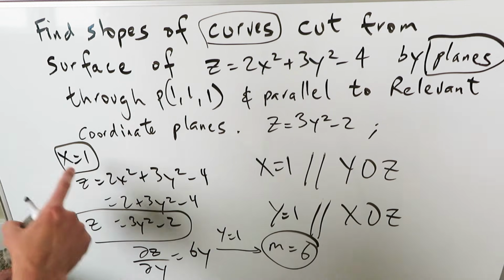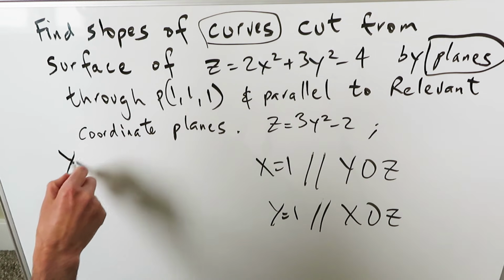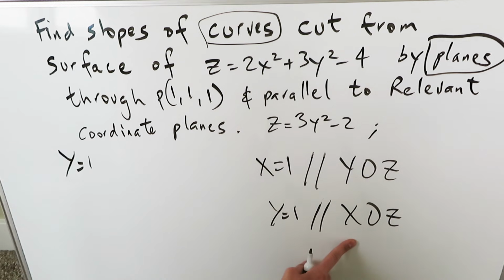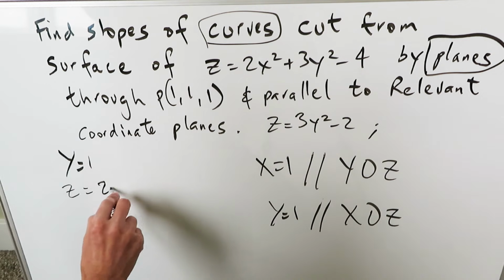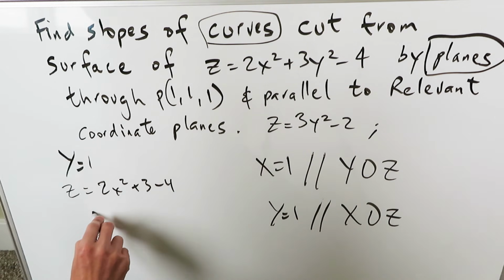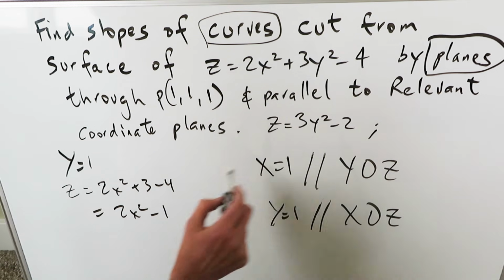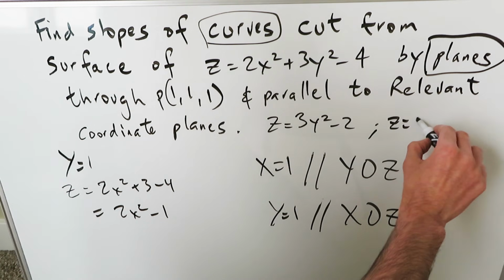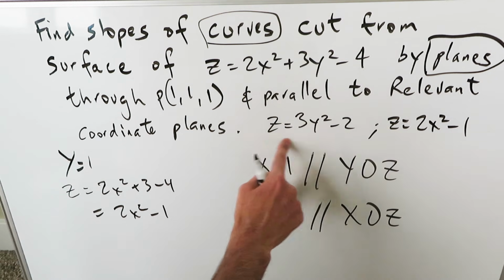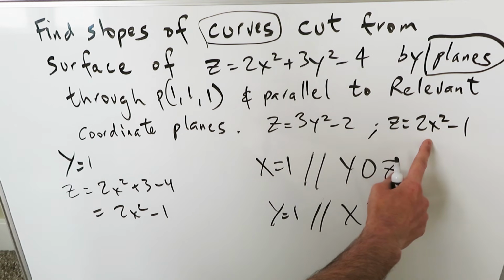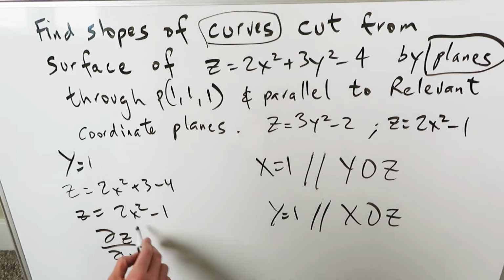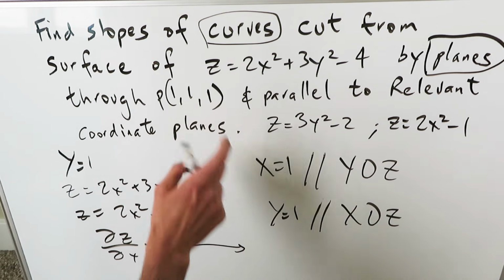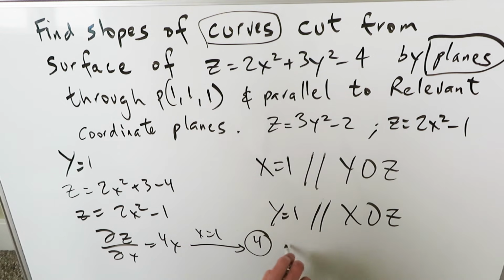Let's look here at the next curve where y is equal to 1. When y is equal to 1, we're looking at a plane parallel to x, origin, z. You're doing z is equal to, you put the y value of 1 over here, you'll have 2x squared plus 3 minus 4, and then it is equal to 2x squared minus 1. Here's my next curve, z is equal to 2x squared minus 1. In this curve, you're seeing the y variable has gone, which is fine. Now you'll do the partial derivative with respect to the x variable. The derivative of 2x squared minus 1 with respect to x is what? It'll be 4x. Look right here, 1, 1, 1, x is equal to 1. Your slope here will be equal to 4.